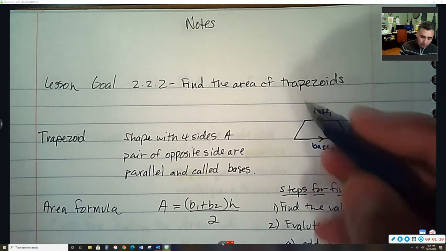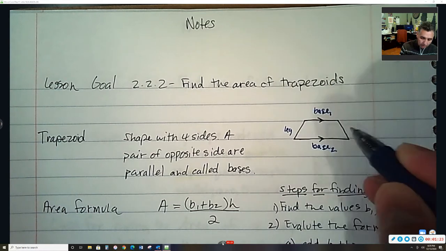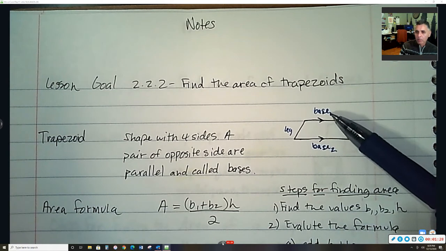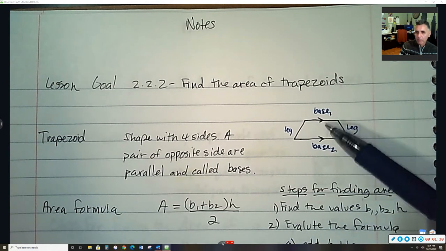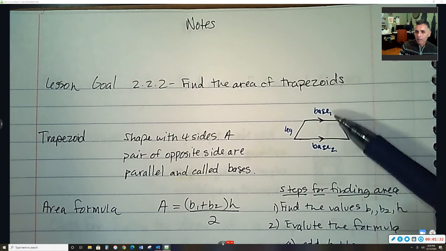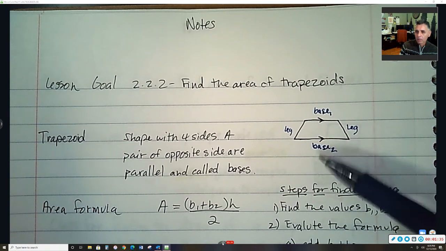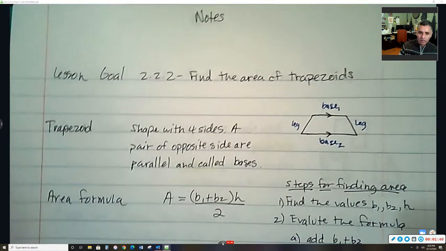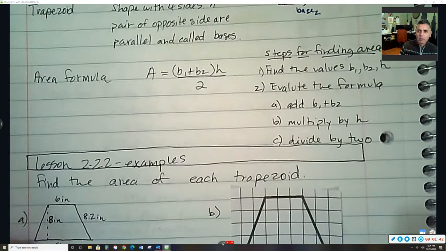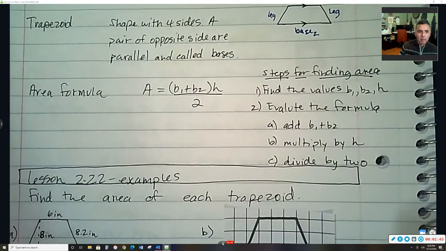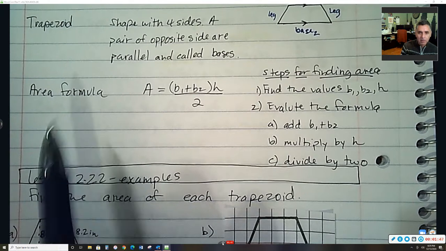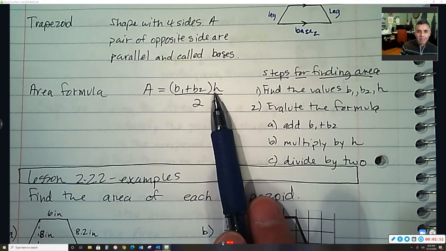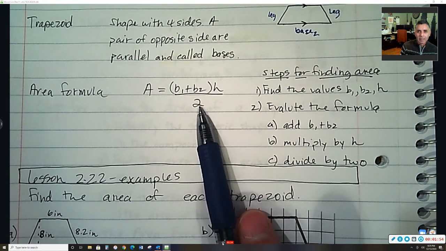Okay, and this one doesn't take names. It's just a leg and a leg. It's important that we put base 1 and base 2 on here because we do use these in the area formula, and we have to distinguish between the bases. The legs don't matter. Okay. So anyway, the area formula is base 1 plus base 2 times the height, okay, divided by 2.